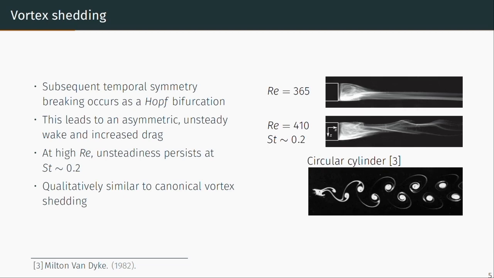And this unsteadiness persists up to the high Reynolds numbers that we're interested in for practical road vehicle flows. Although the geometry of the flow is somewhat different, you can think of this as similar in many ways to the canonical vortex shedding behind a cylinder that you're likely familiar with.